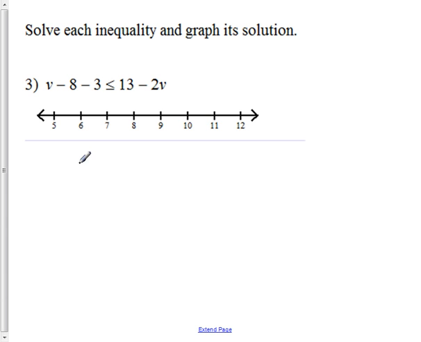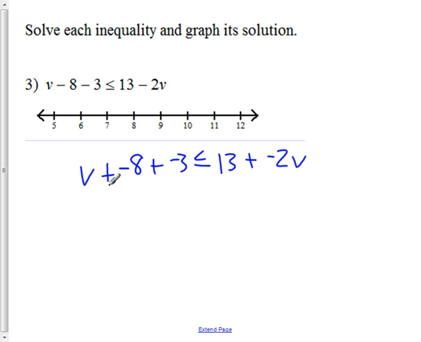Okay, so now we're getting a little bit more going on here. I see I have variables on both sides. So let's first start by copying the problem. You can change your subtraction to addition if you want while you're copying. So v plus negative 8 plus negative 3 is less than or equal to, so that tells me my circle is going to be filled in at the end, 13 plus negative 2v.